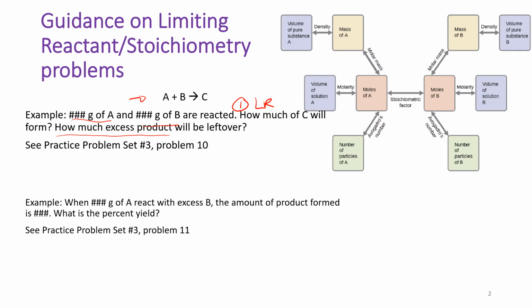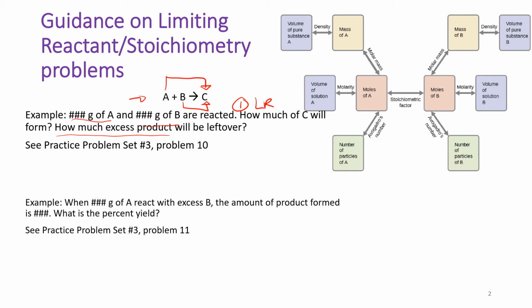So we need to take each of these, A to amount of C, B to amount of C. Whichever one of these, either the A or the B test, gives us the lesser amount of our product, C, that is your limiting reactant.